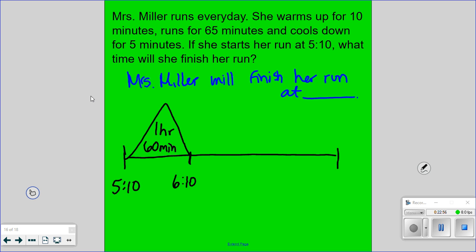I'm going to finish up how long I ran first. I've done 60 minutes, but I ran for 65 minutes. So what do I need to do now? Devin? A hill of 5. What's my new time? 6:15.